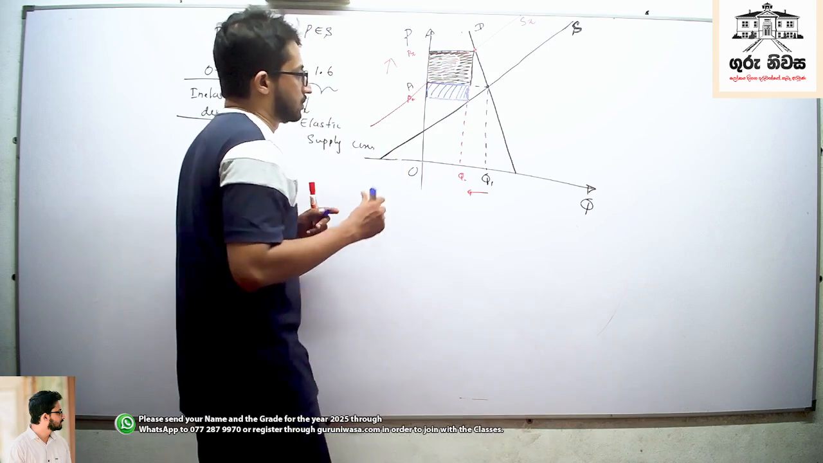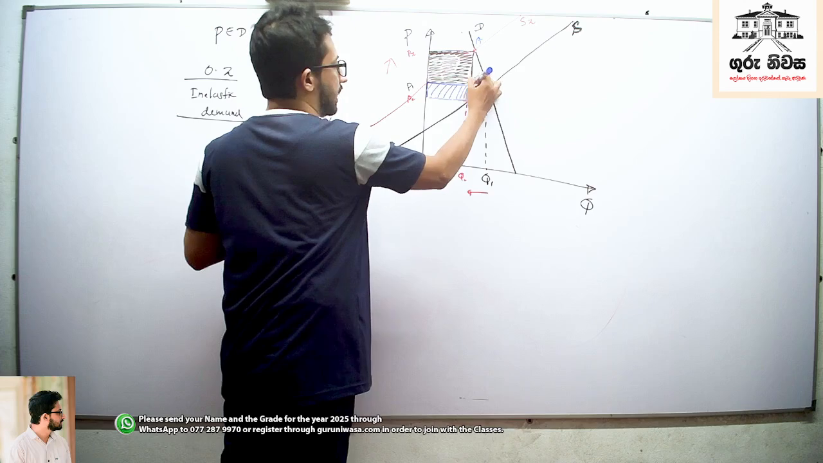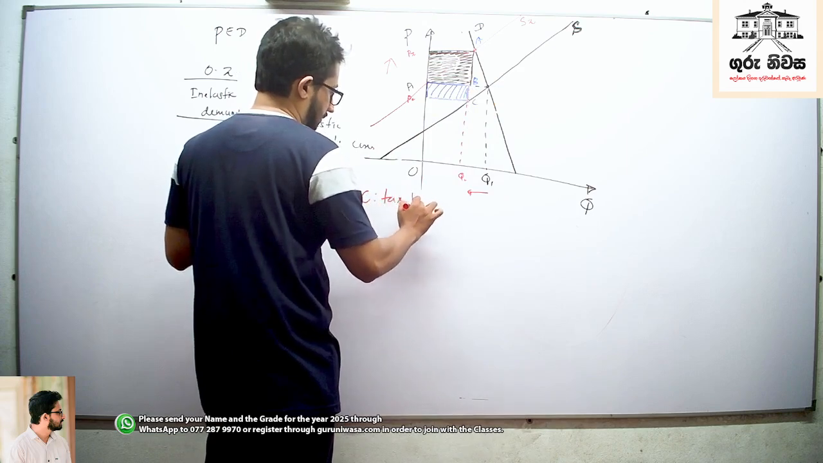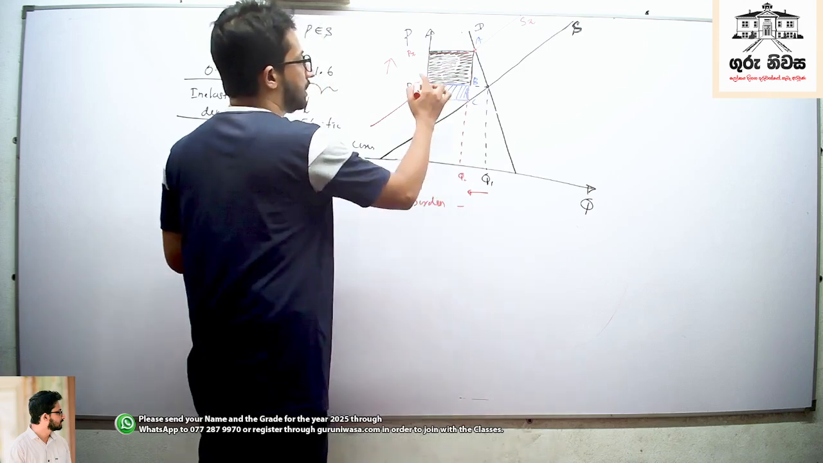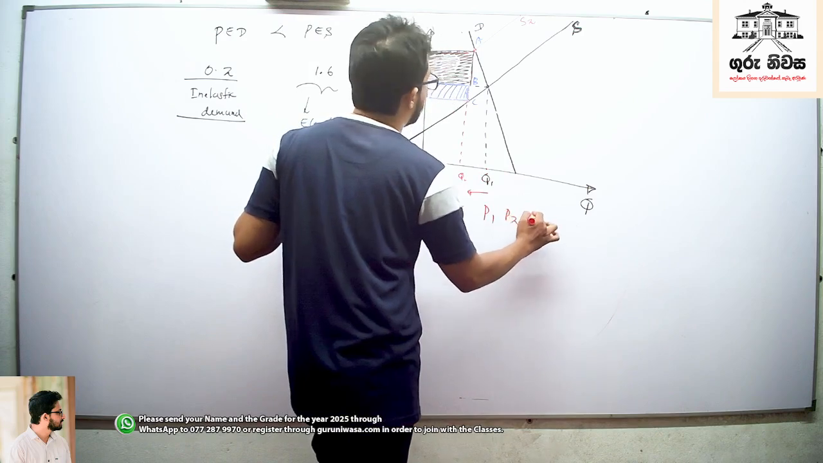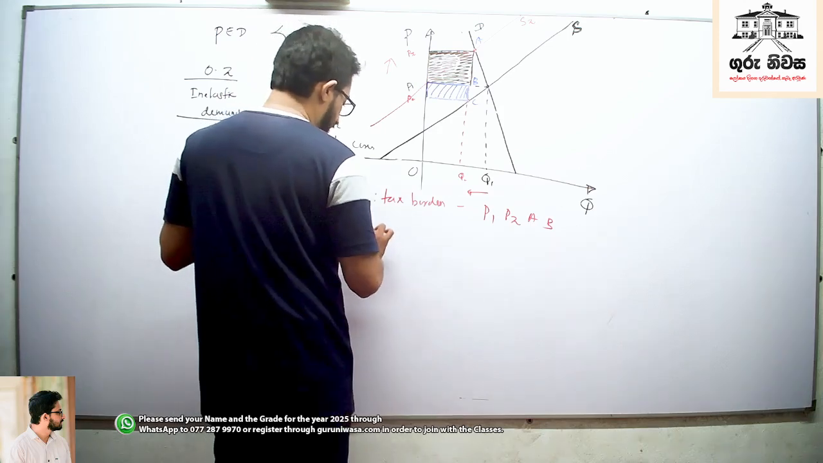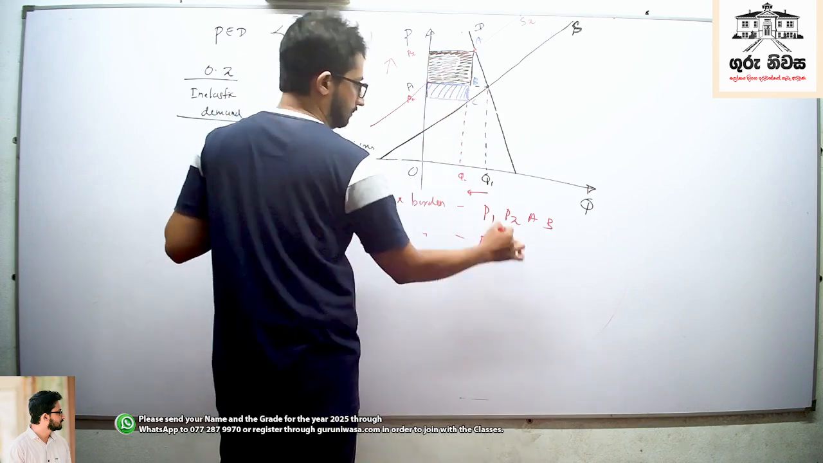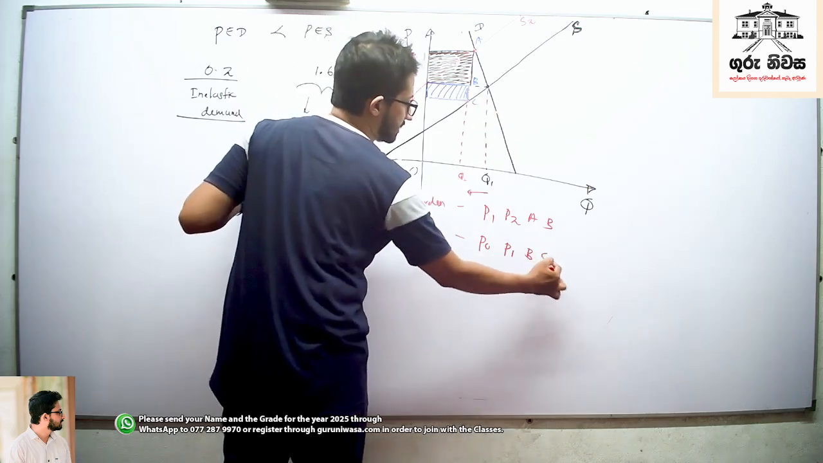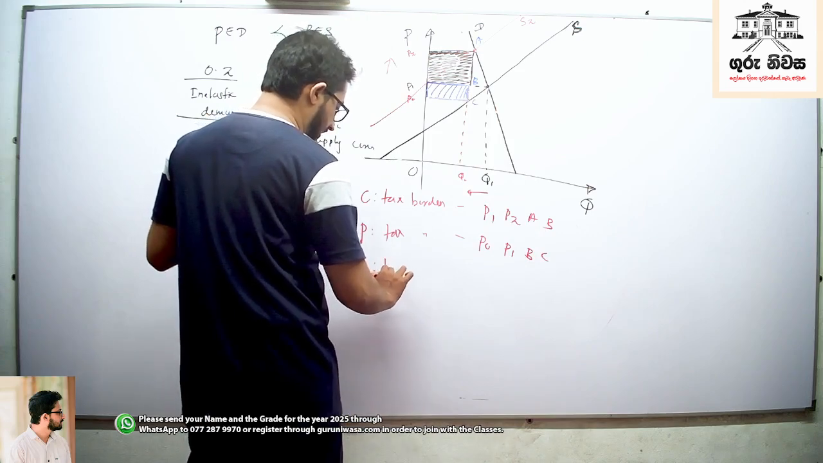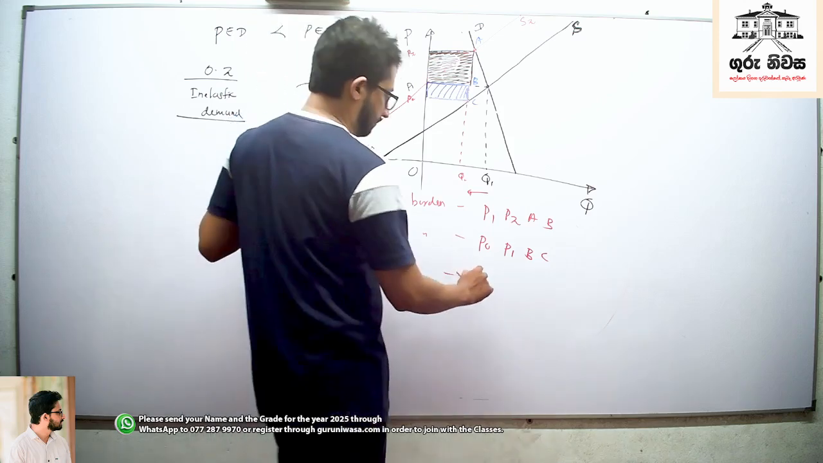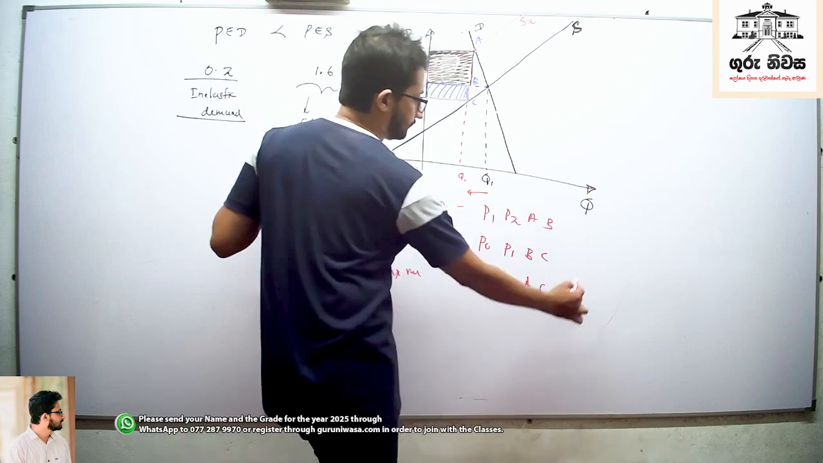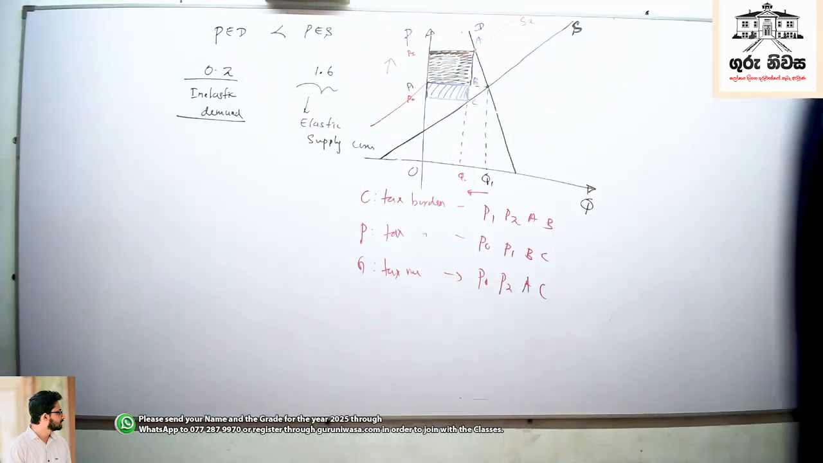So this is A, B, and C. Consumer tax burden should be P1, P2, A and B. Producer tax burden should be the small one: P0, P1, B and C. Then government tax revenue is P0, P2, A and C. Any doubt?